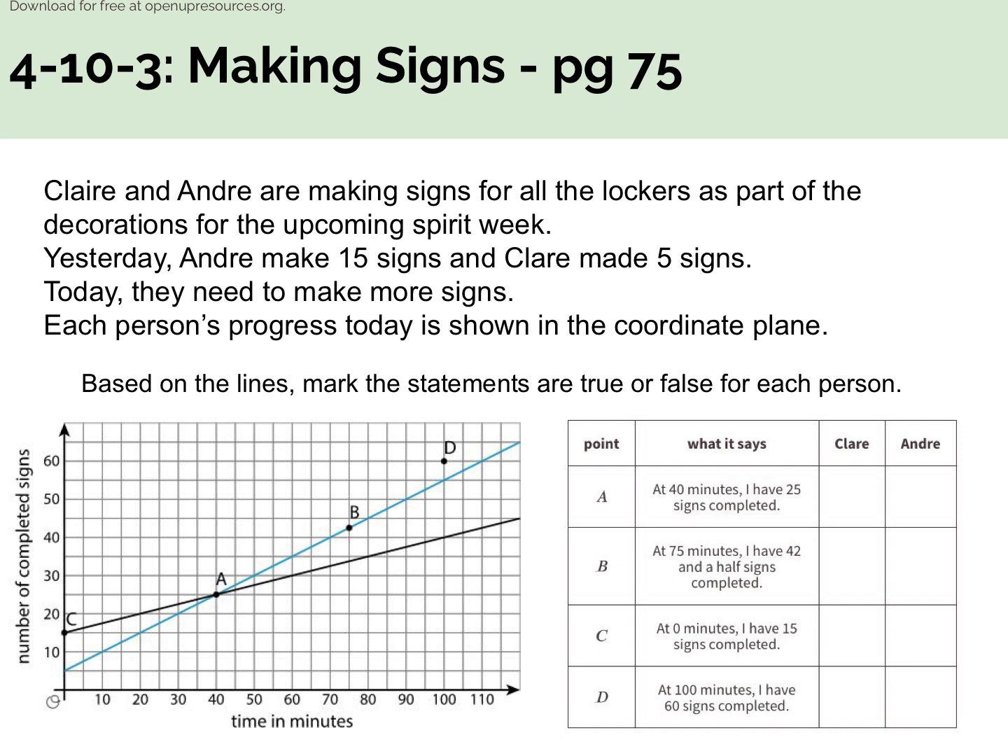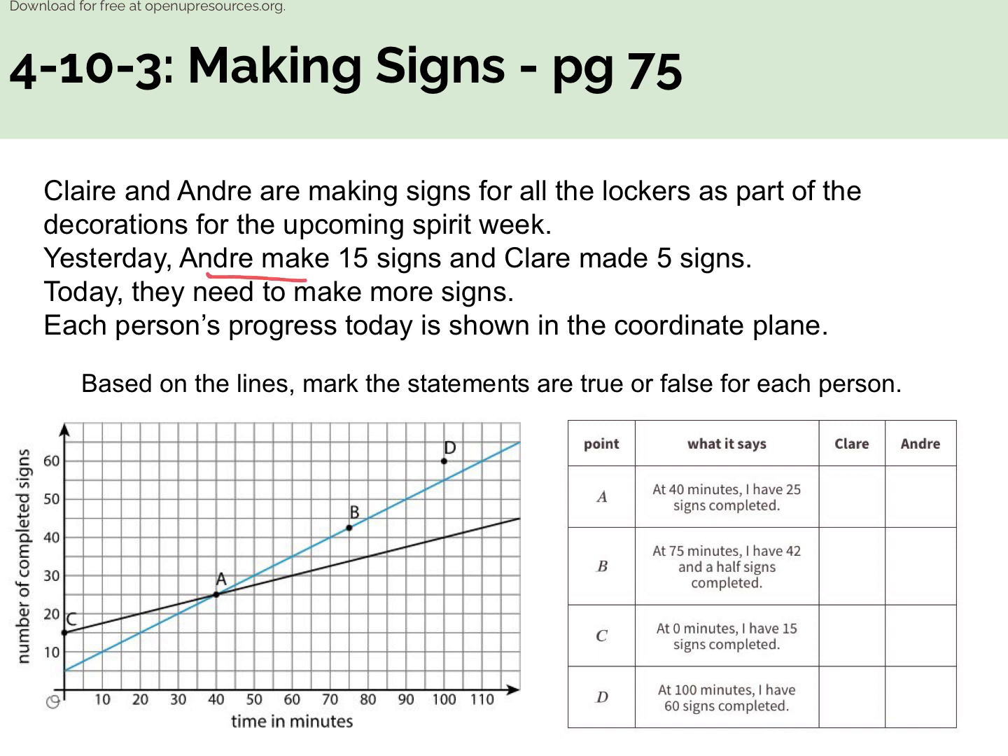All right, so let's look at page 75. Claire and Andre are making signs for all the lockers as part of decorations for upcoming Spirit Week. Yesterday, Andre made 15 signs, Claire made 5 signs. Today, they need to make more signs. Each person's progress today is shown in the coordinate plane. Based on the lines, mark the statements that are true or false for each person. So as we look at this graph, we're going to answer all these questions using the graph itself. Before we answer any questions, we need to figure out which line goes with which, blue and black, right?